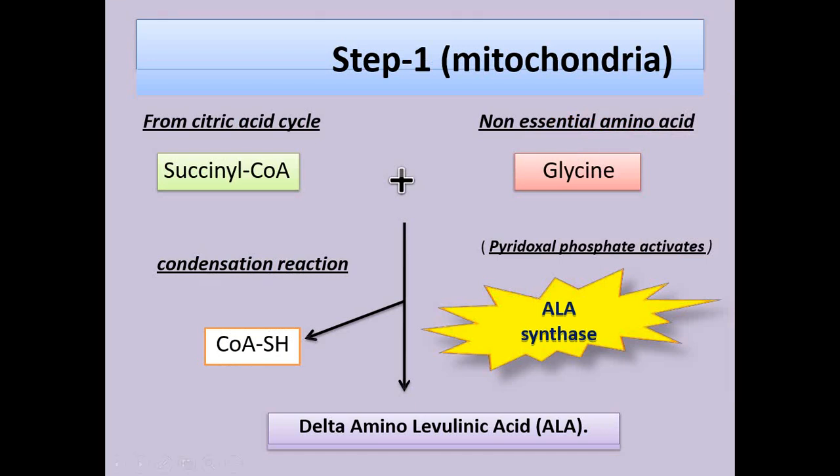Again, now stepwise we will see. In step 1, which occurs in the mitochondria, succinyl CoA, an intermediate of the TCA cycle, combines with the non-essential amino acid glycine, with the help of the enzyme ALA synthase and pyridoxal phosphate as a coenzyme. This condensation reaction forms delta aminolevulinic acid. This is the committed rate limiting step of heme synthesis. You have to remember this step.